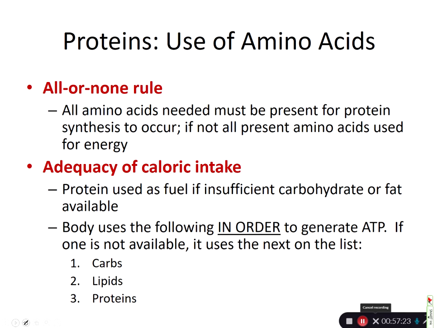Like I mentioned, we'll only use proteins if you don't have enough carbs or fat available. That's the only time you'll use proteins as fuel. So your body uses carbs for fuel, lipids for fuel, and then finally proteins for fuel. Typically, you're only using proteins if you're starving.